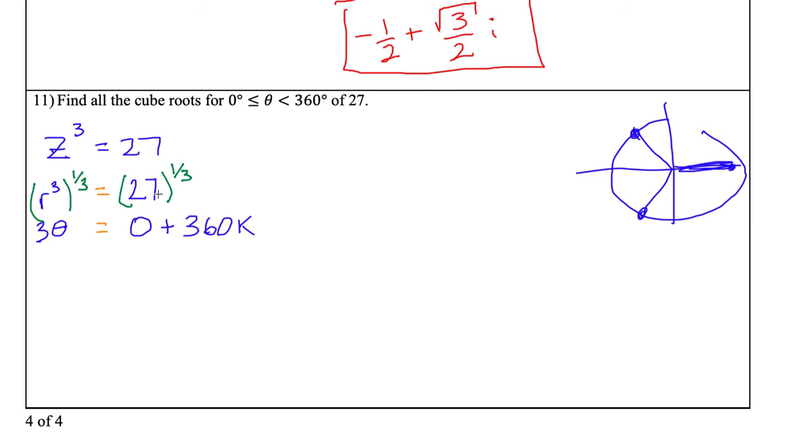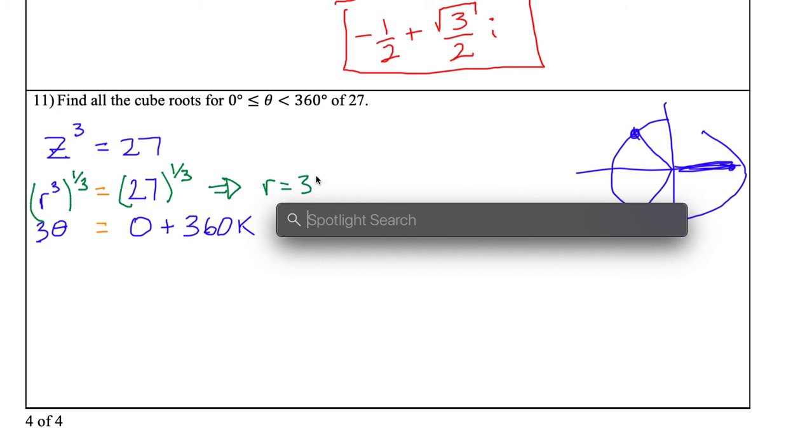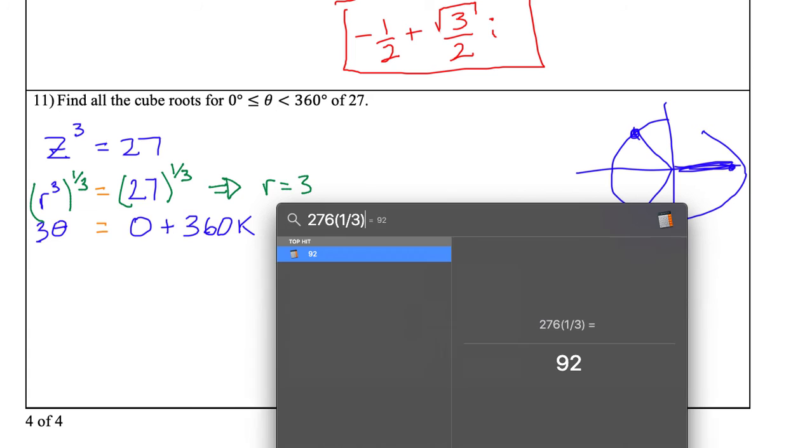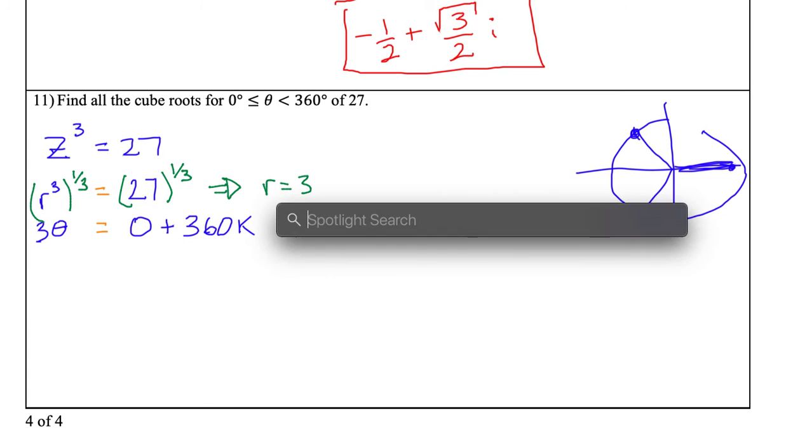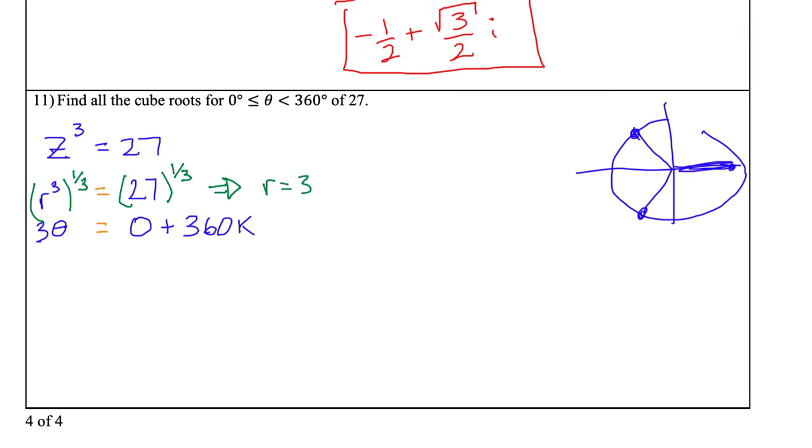And you don't have a calculator, so you can't actually do this on the benchmark test, but you should know what times what times what is 27. I will make sure that it is some sort of nice number. And the answer here is 3. So from here we know that r is equal to 3. And if you don't believe me, you can also check on your calculator. 27 to the power of 1/3, you hit shift 6, is 3. And another way of saying that is 3 to the power of 3 is equal to 27. All right, you've seen all the forms.